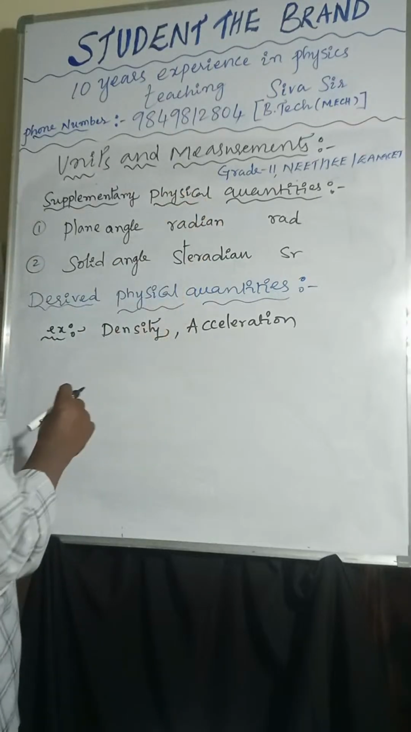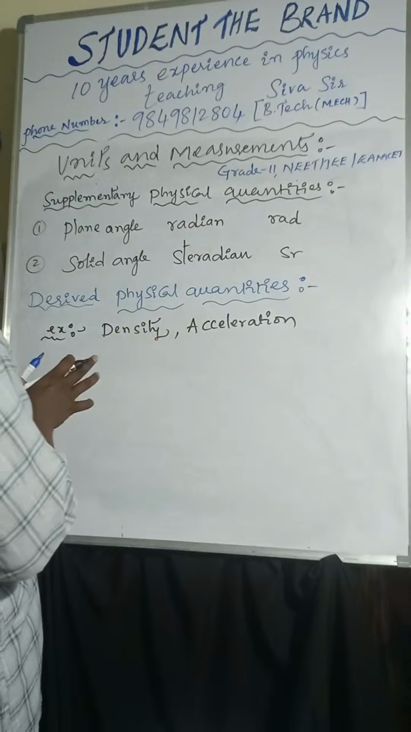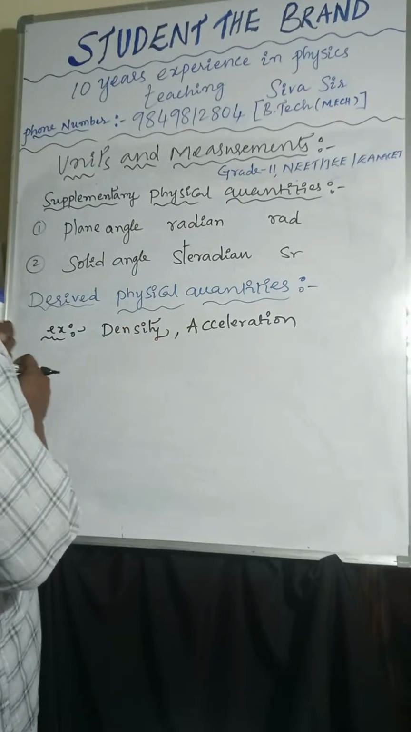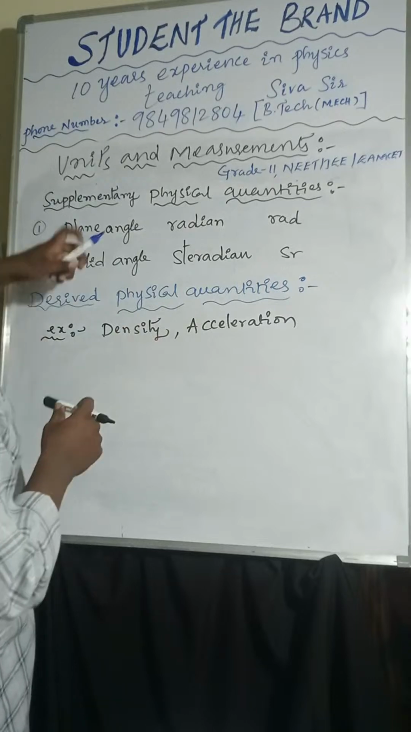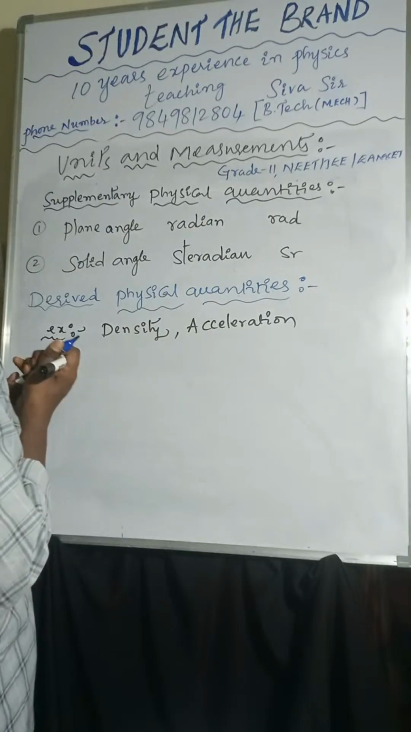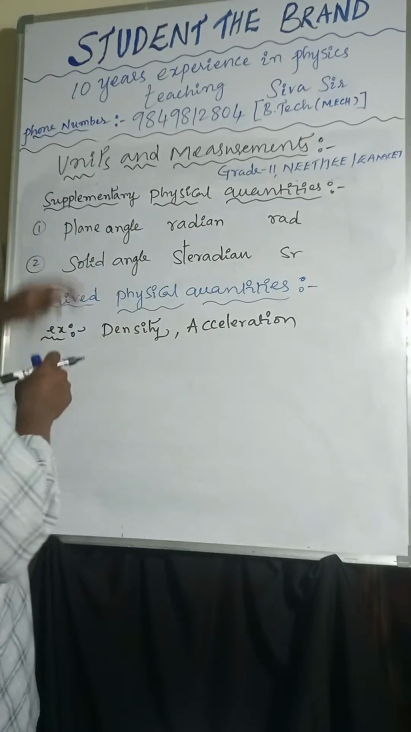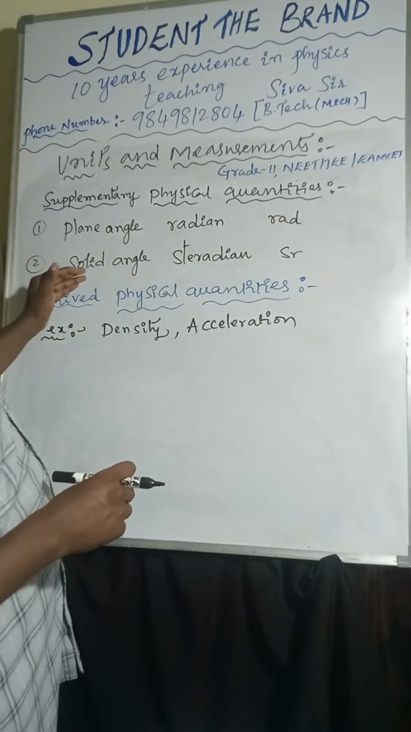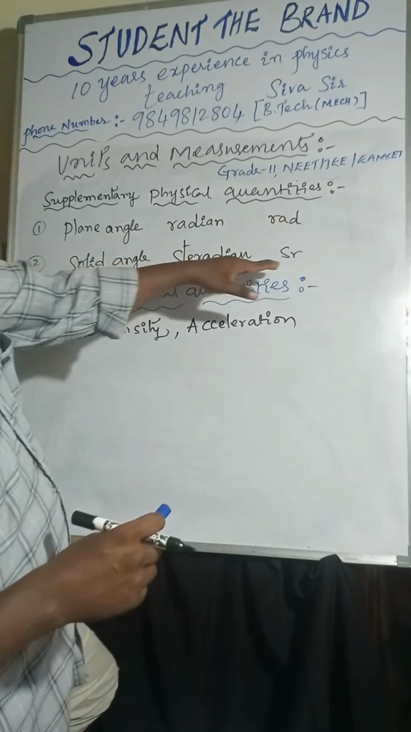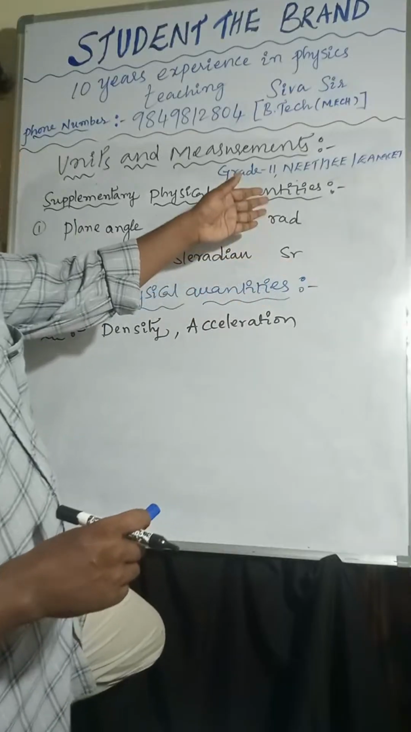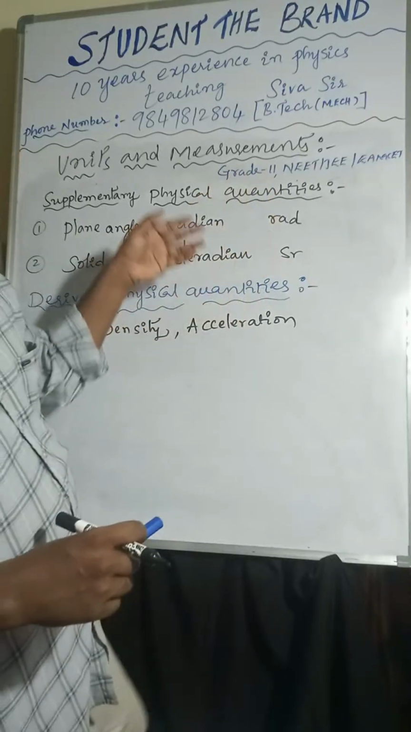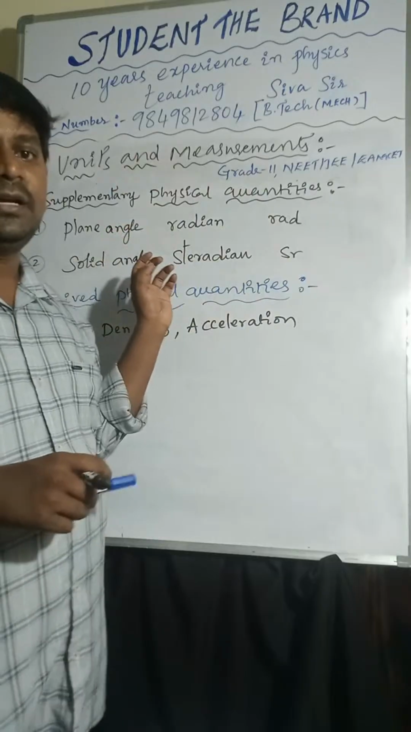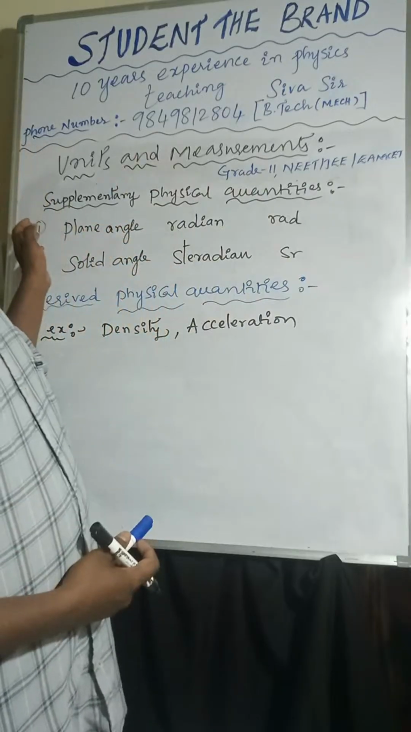Supplementary physical quantity means the quantity related to angles. Those are plane angle and solid angle. The SI unit of plane angle is radian, symbol rad. The SI unit of solid angle is steradian, symbol sr. Whatever I am marking here, these are the symbols, and these are the SI units.